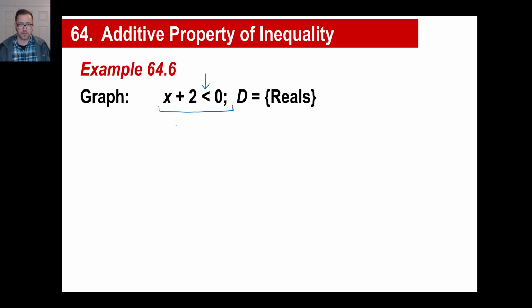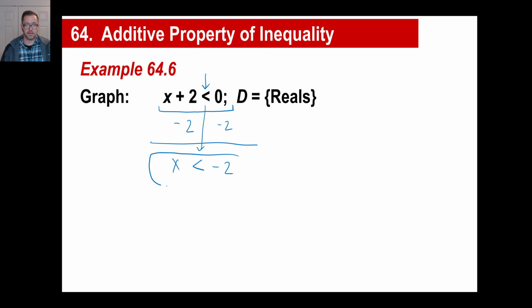Okay, so what we're going to do is, I have a minus 2 here and a minus 2 there. And that gives me an x, and that is a less than, and that's a negative 2. So that is our inequality. So in other words, you're going to graph this just like the regular ones we did in the last couple of pages, right? The only difference is that you're going to set this up so that x is by itself on the left side and everything else is on the right side.